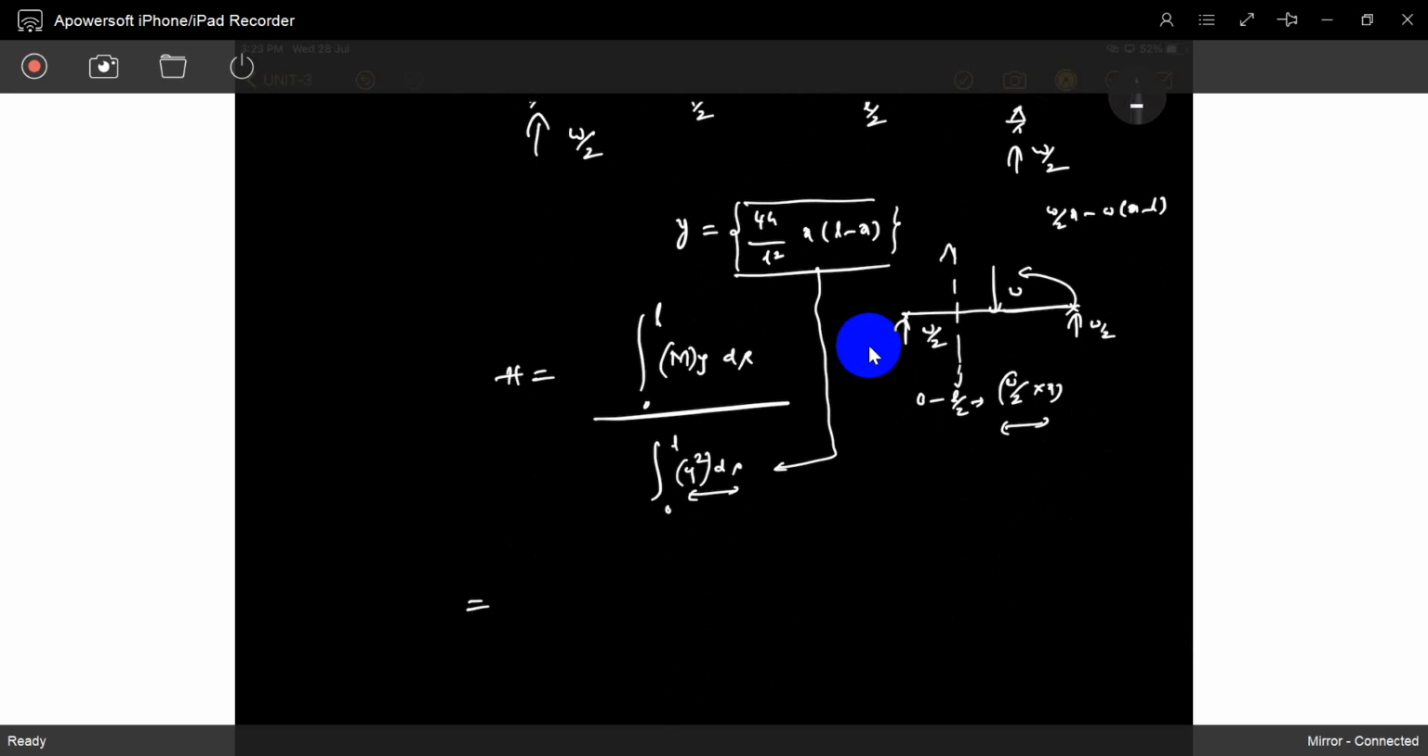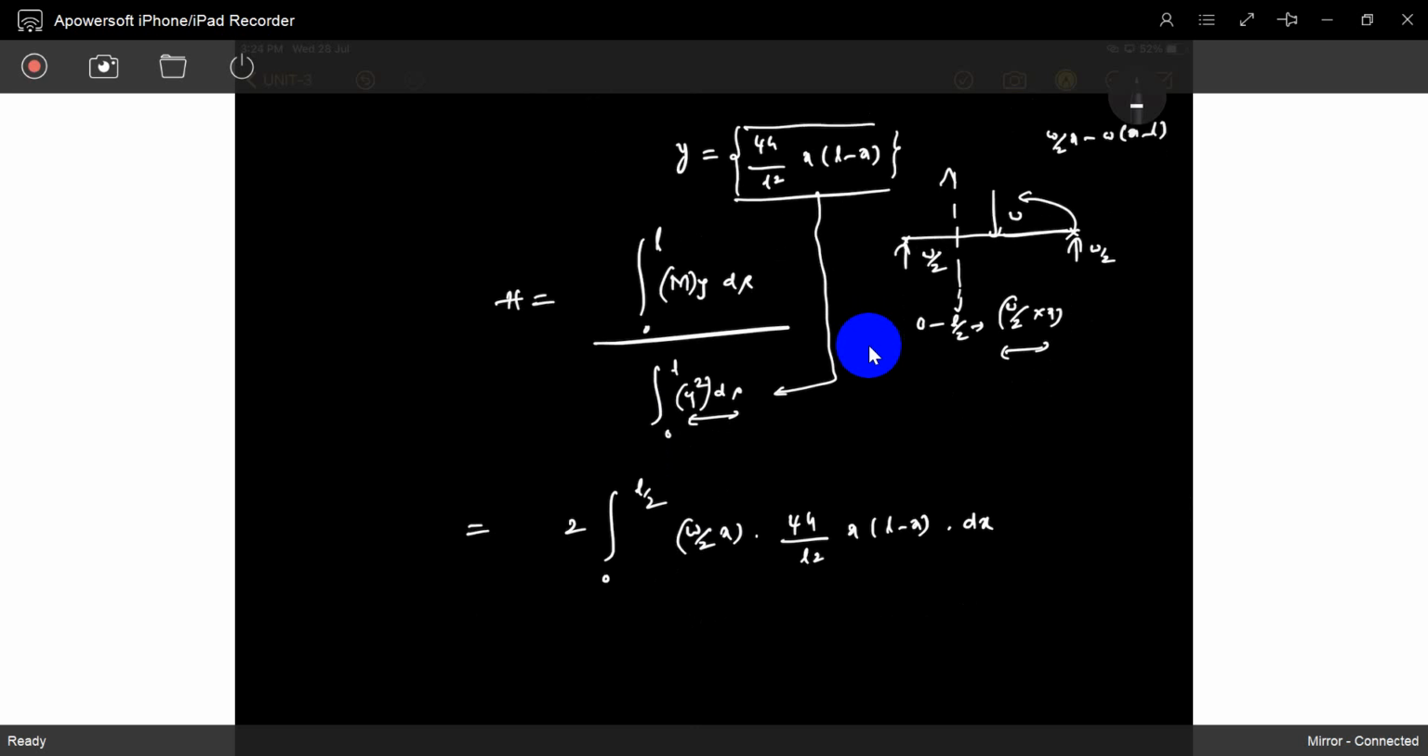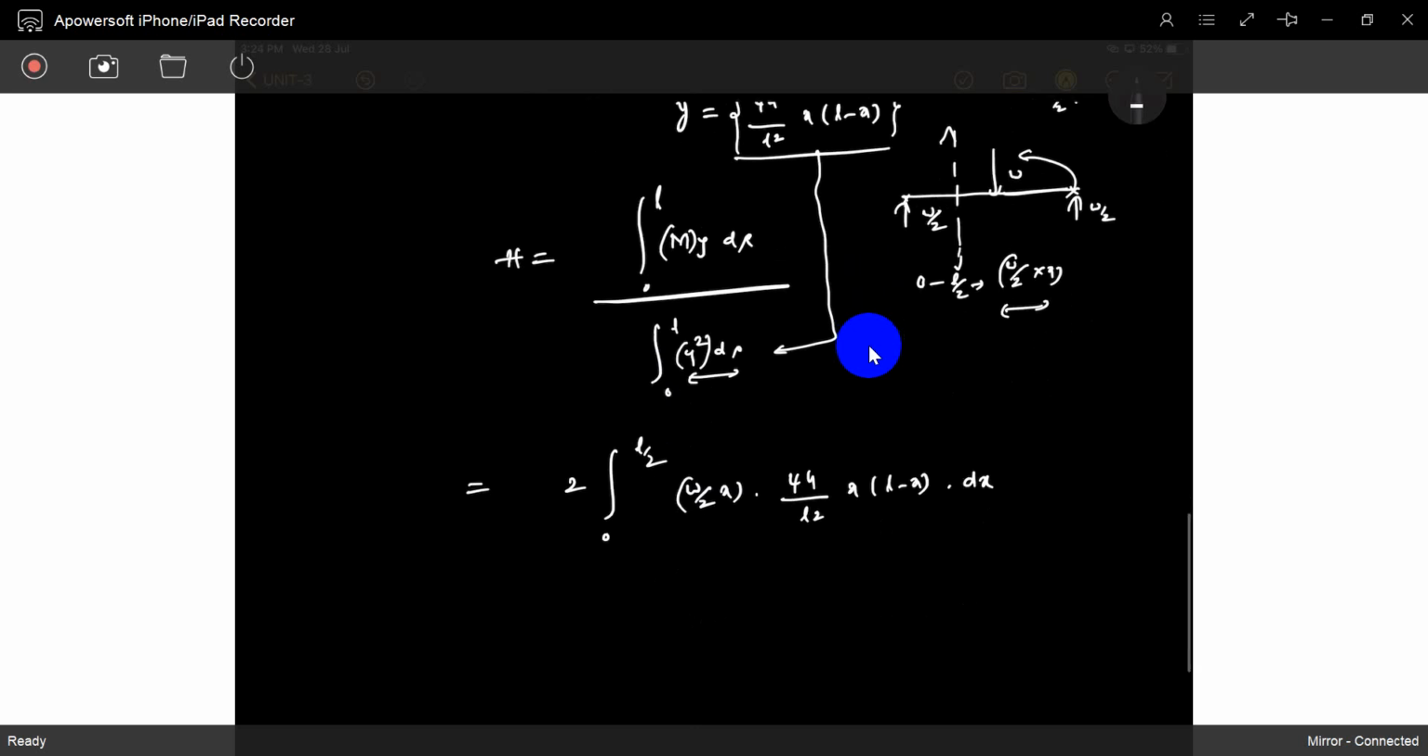First M, 0 to L by 2. It's 2 of what? What is M? W by 2 into X. And what is Y? Y is 4H by L square X into L minus X. Y in terms of X, those are related now. Multiply with the dx. That's it. Now we have to solve it.